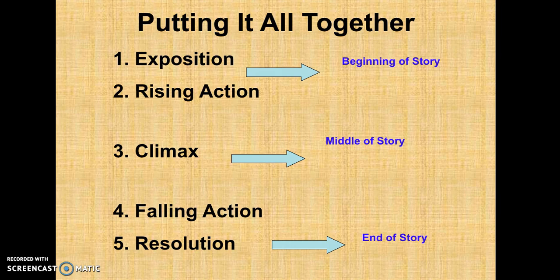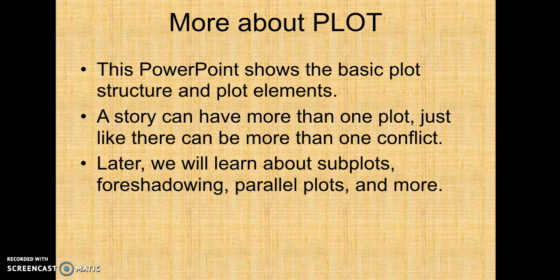To put it all together, the exposition and the rising action happen at the beginning of the story, the climax happens in the middle, and the falling action and resolution happen toward the end. This is just a basic overview of structure and elements. A story can have more than one plot, just like there can be more than one conflict. Later, we'll talk about subplots, foreshadowing, parallel plots, and more.